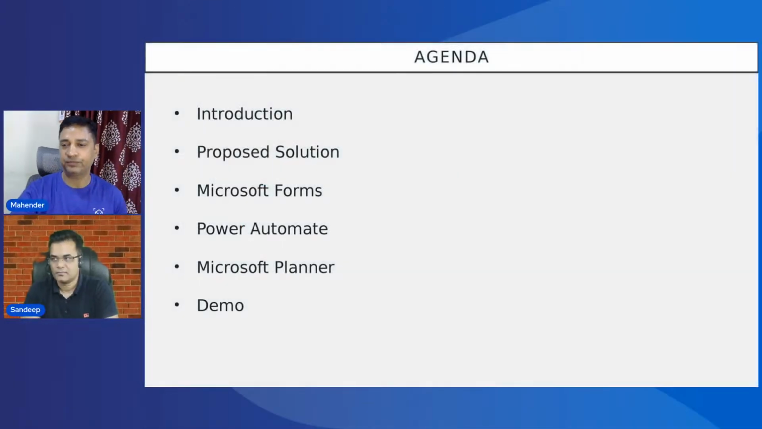So today we have another use case that we will be sharing with you guys. So let's see what the agenda for today is. We will discuss what the use case is, and then we will discuss what our proposed solution is. This is a potential solution. There can be other solutions as well, but according to us, this could be a potential solution using these Microsoft set of technologies and tools. So we will discuss Microsoft Forms, Power Automate and Microsoft Planner, and how we can use these tools to automate this particular use case.